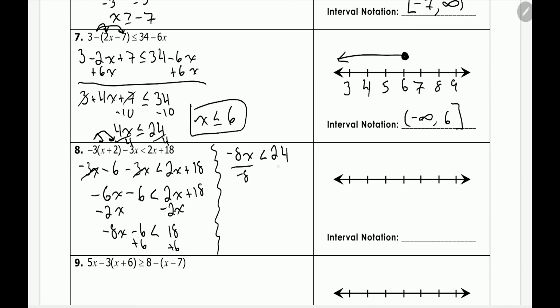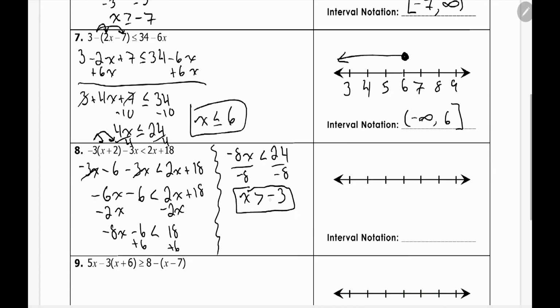Divide by negative 8. And that's x. Since we divide by a negative, we're going to flip it. So we have x is greater than 24 divided by negative 8, which is negative 3. That's our answer.